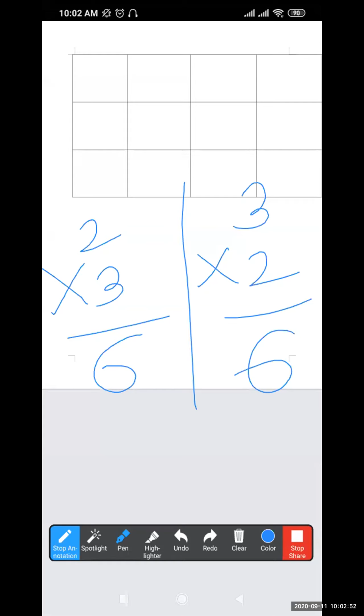We got the answer same here. We got same answer, right? That means if we change the places of the multiplicand and multiplier, the answer remains the same. Okay, let's take one more example, children. If I take here 4 into 2, very simple sum I'm taking now. Okay, 4 into 2. That means 4 multiplied by 2.